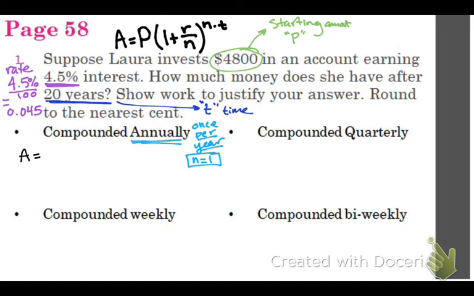So we're going to go ahead and just put all of those pieces into our equation. Our P is 4,800. And we bring that 1 plus down. We said our rate was 0.045. And what's our n? 1. So we put that over 1. And we raise that to the 1 times 20. 20 was our time.